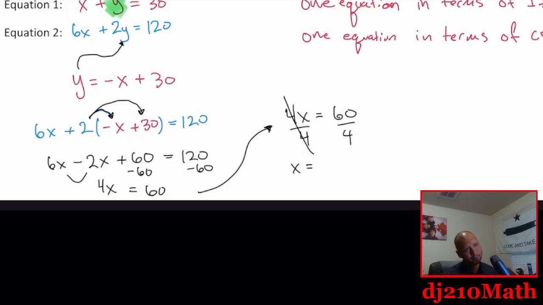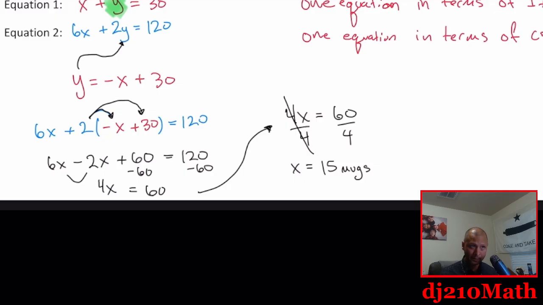Let's see. Half of 60 is 30. Half of 4 is 2. 30 over 2 is 15. So 4 goes into 60 15 times. So x equals 15. Think about what we just found. In terms of this problem, that's 15 mugs.